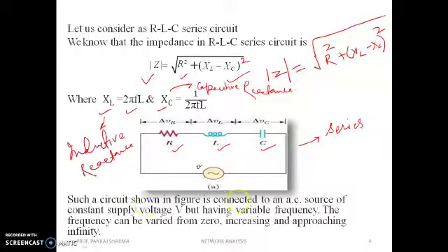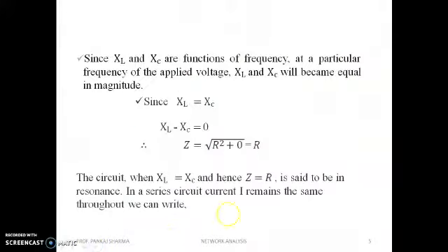This circuit is connected to an AC source of constant supply voltage, I told you earlier, but having a variable frequency. The frequency can be varied from 0, increasing and approaching infinity. This is the arrangement. Frequency is changing. Since inductive reactance and capacitive reactance are functions of frequency.